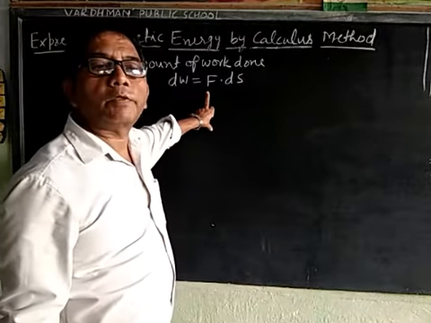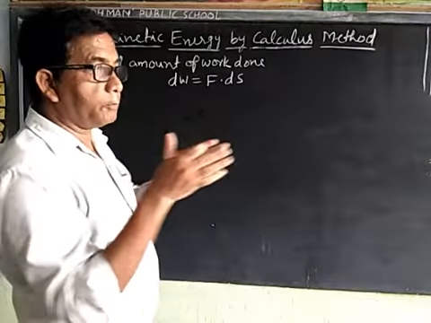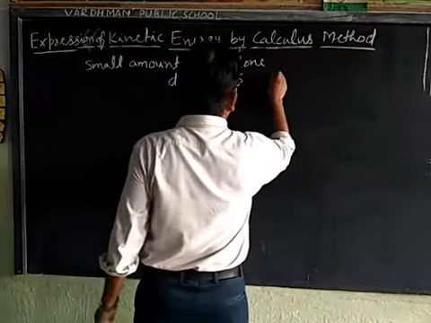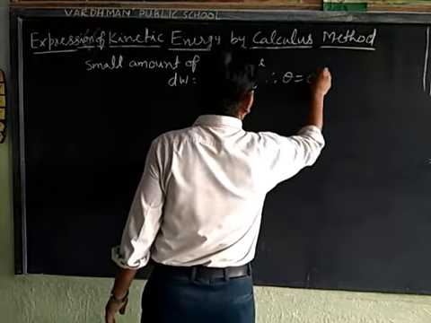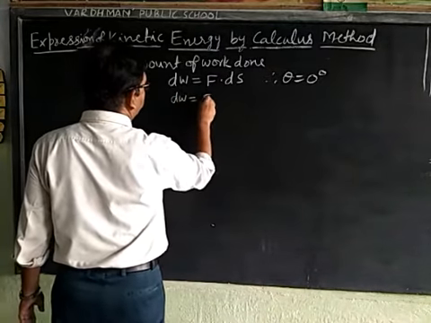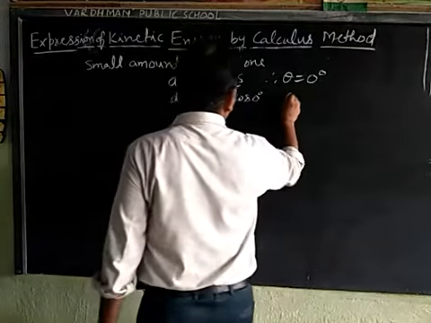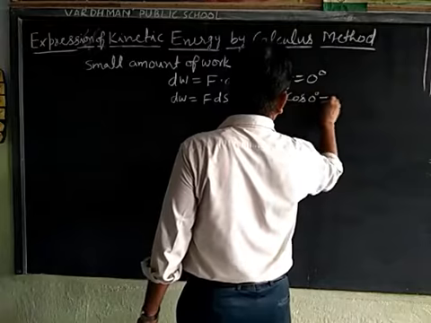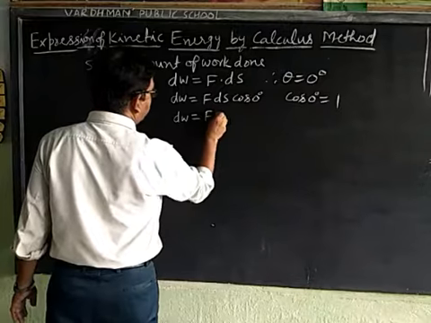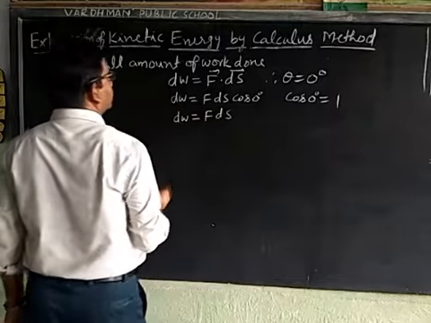We know the force applied and the displacement take place in the same direction. Therefore, theta is equal to 0 degrees. A dot B is equal to AB cos theta. That is, dW is equal to F ds cos 0, and cos 0 is equal to 1. Therefore, dW is equal to F ds.